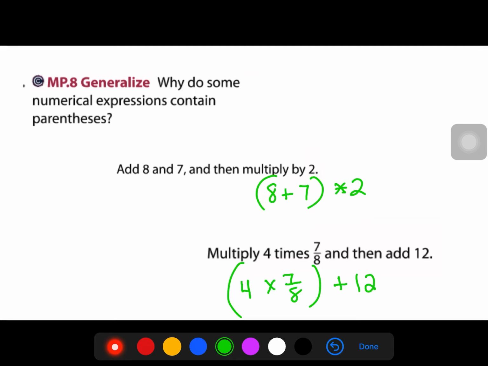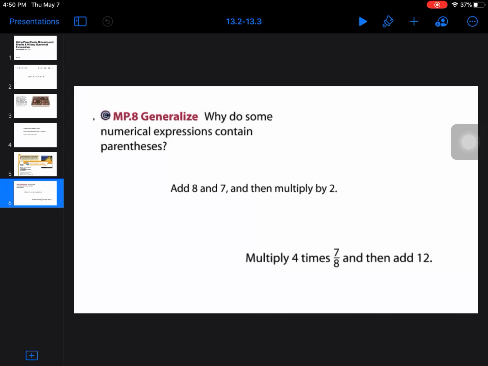Right, go ahead and solve that. Exactly, so 4 times 7/8 would be, what is 7/8 of 4? It would be 4 times 7, which is 28 eighths. And that would reduce to 3 and 4 eighths, or 3.5. So it's 3.5 plus 12. That's why my answer is 15.5.